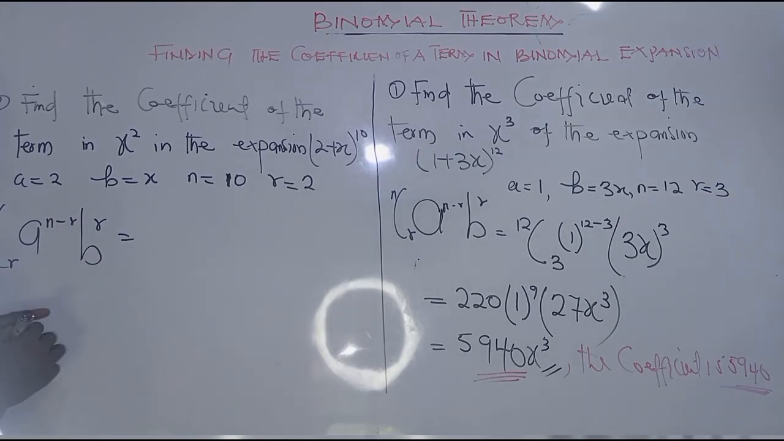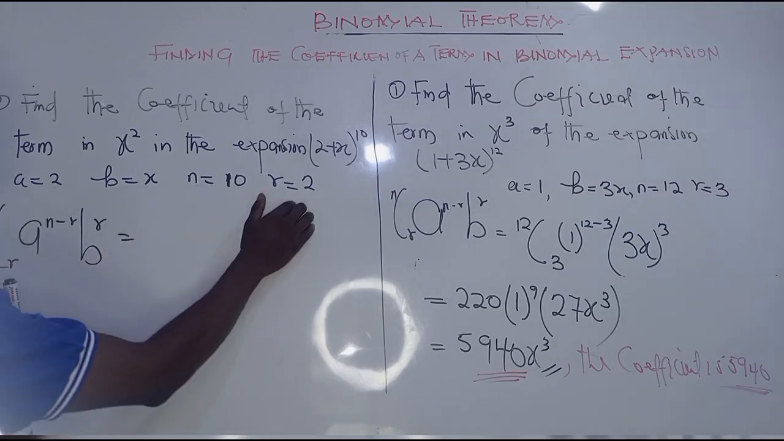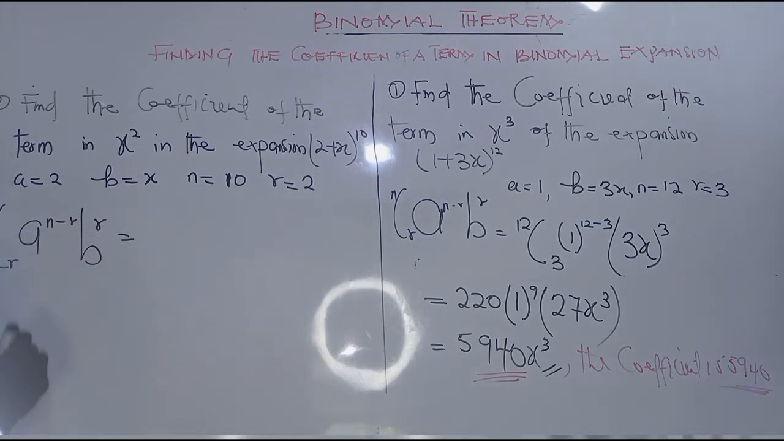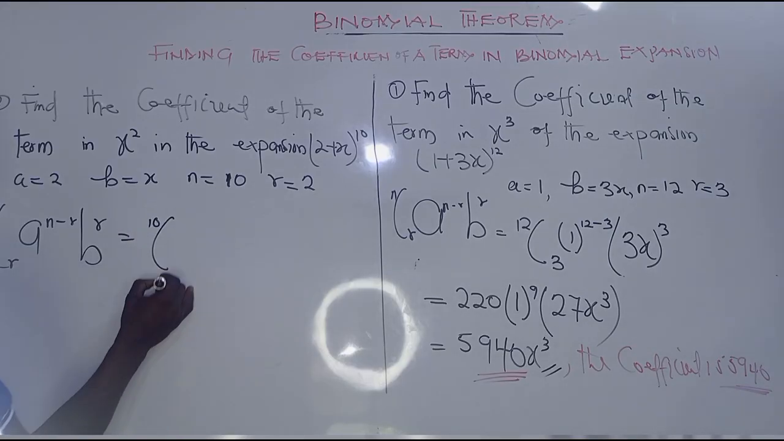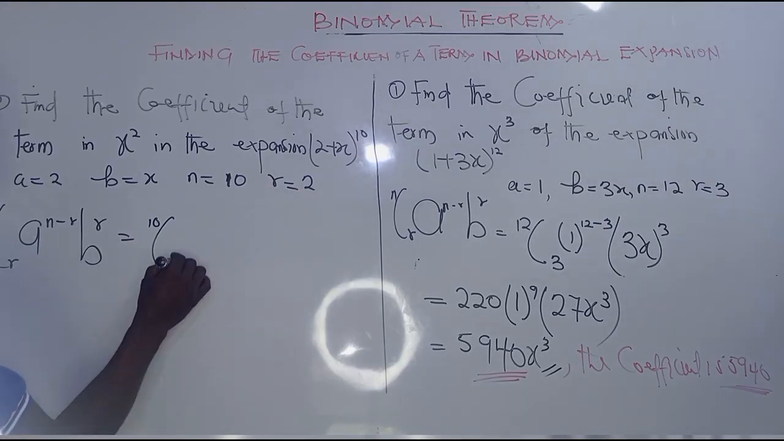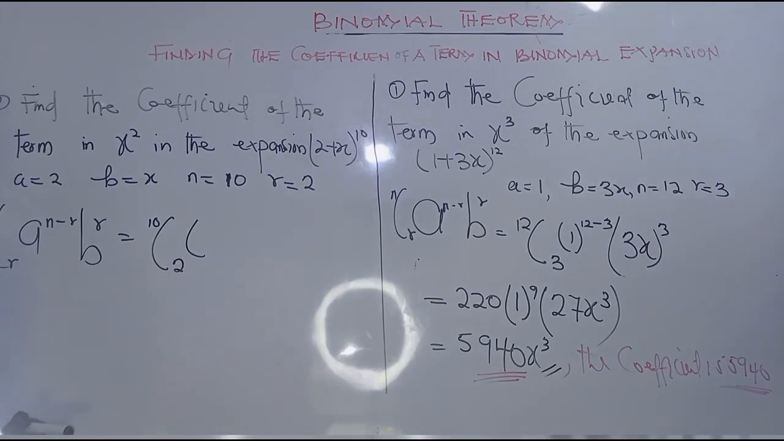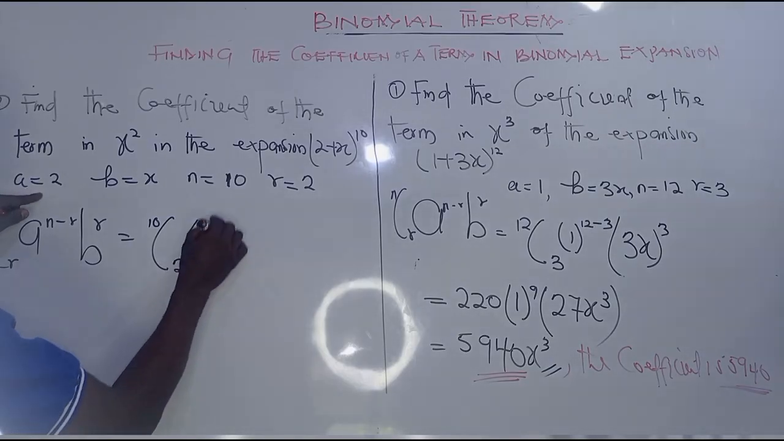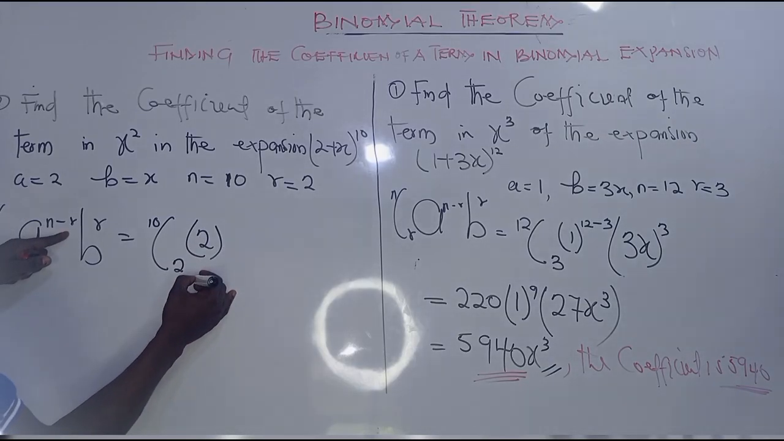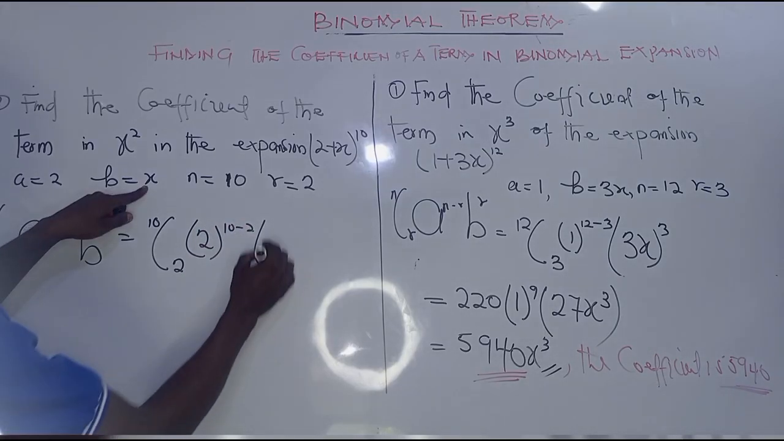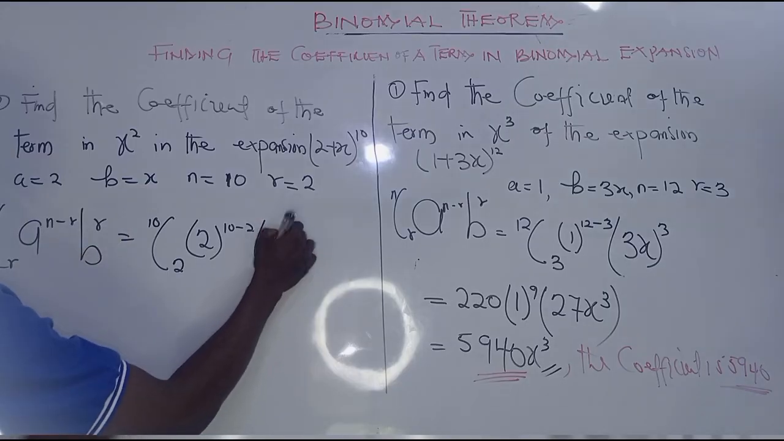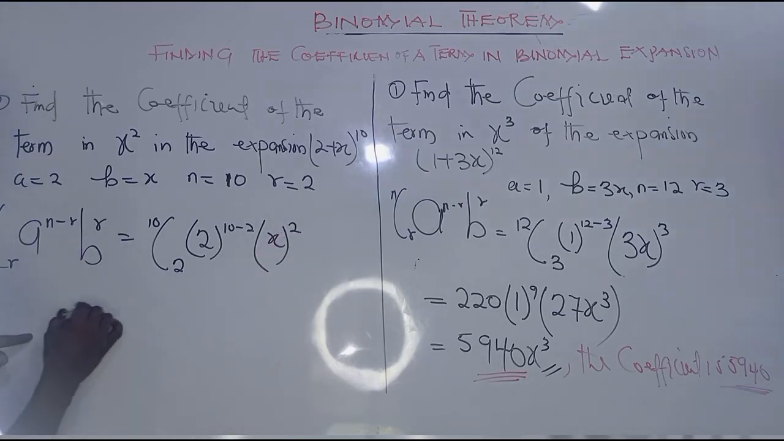So we are just going to substitute these items into the formula. Our n is 10, so we have 10 combination r. Our r is 2. Our a is 2, and then we have n minus r, so we have 10 minus 2. Our b is x, and then our r is 2.